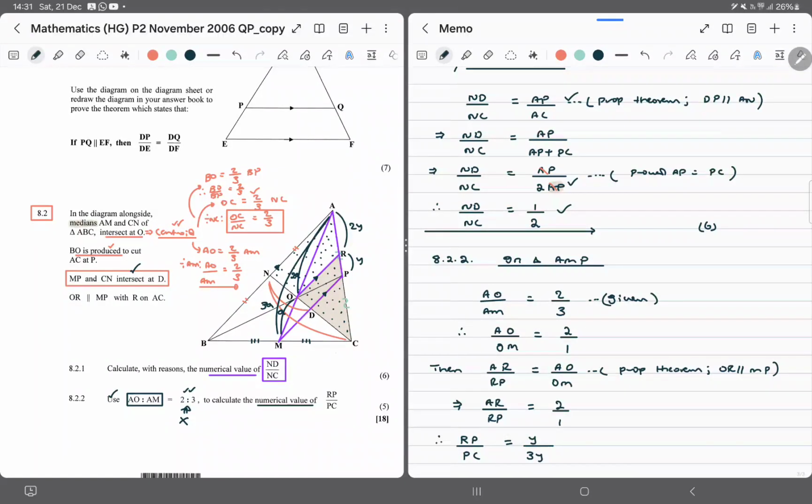I'm running out of time, guys. It's a mess. So I don't want to waste time. And then the Y's cancel. This is just a third. Easy. Not so smooth as I often like, but it works.